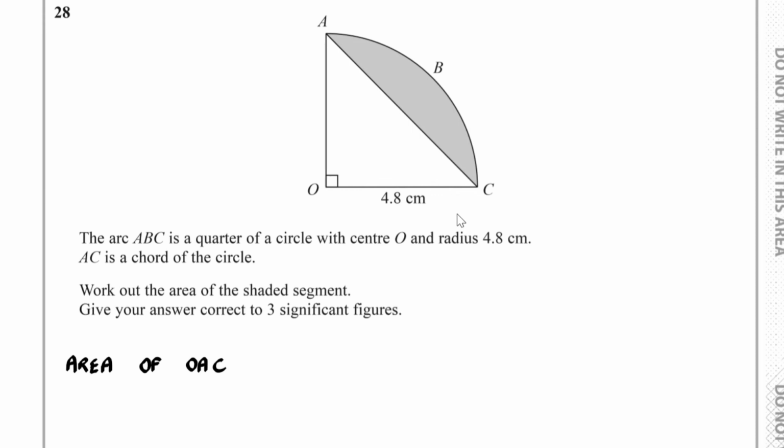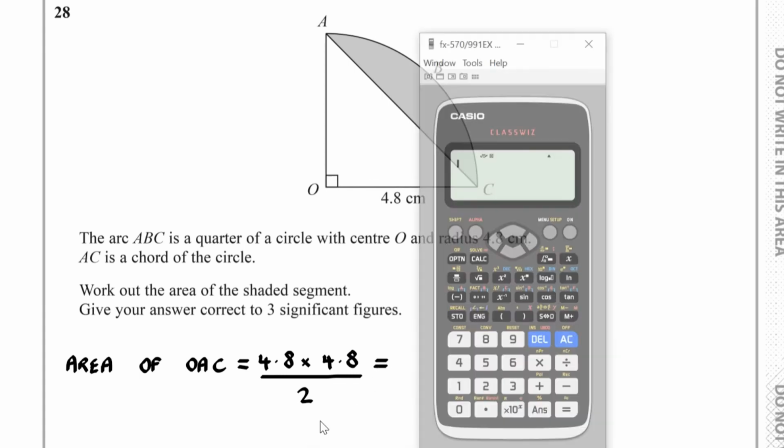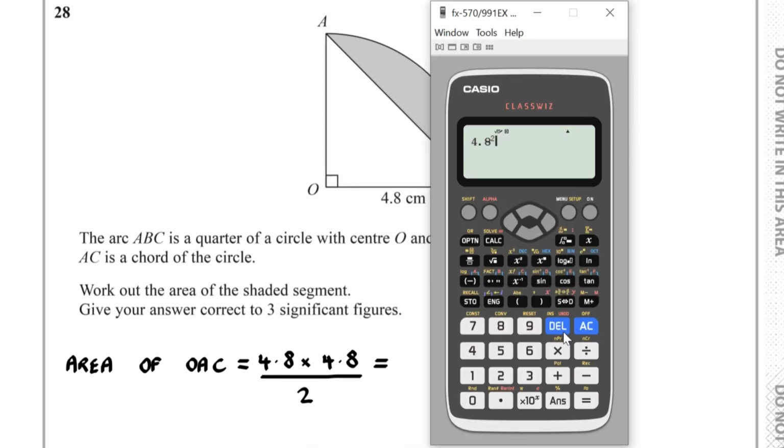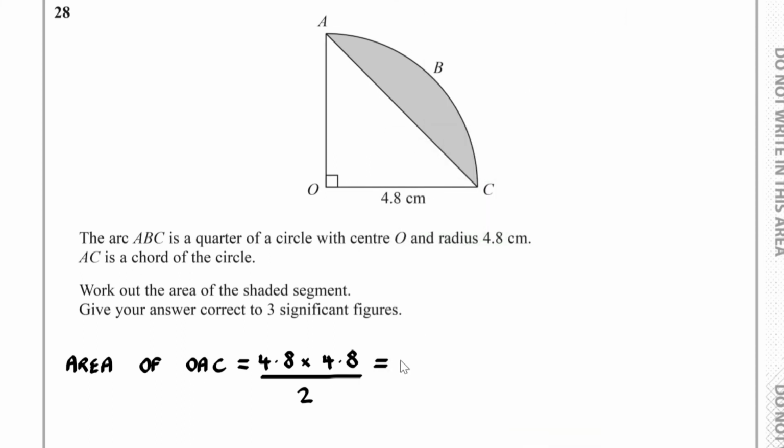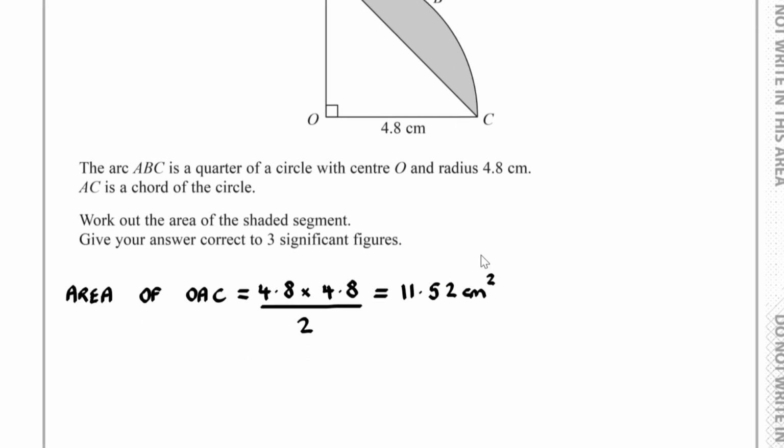Well, if I find the area of OAC, I've got the area of a triangle. So that's equal to 4.8 times 4.8 all divided by 2. So that's equal to 11.52 centimeters squared. We can now find the area of this quarter circle.